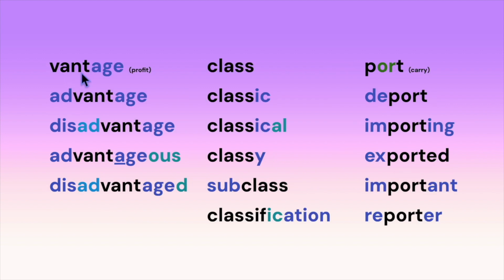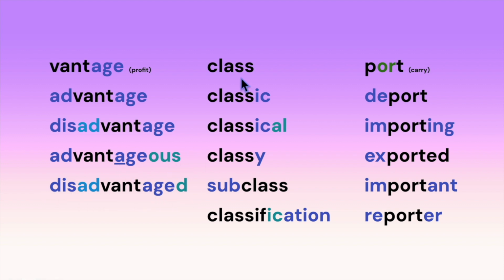Here we have a root vantage, which means profit. This right here is actually a suffix, and although the word by itself would be age, the suffix is pronounced more like idge. So we've added a prefix. We have advantage, disadvantage, advantageous. Notice that when we add the ous, this A takes on a long A sound. Let me point that out again. We have advantage versus advantageous.